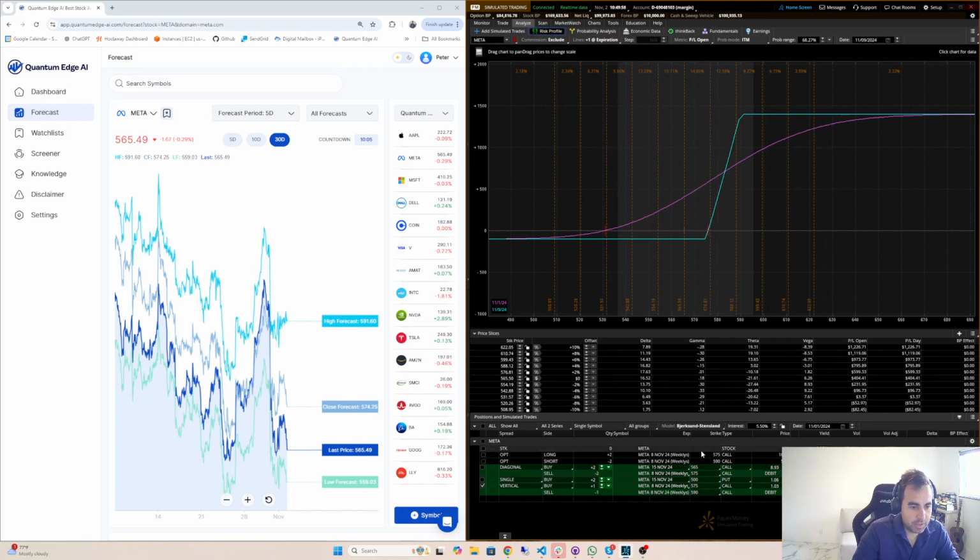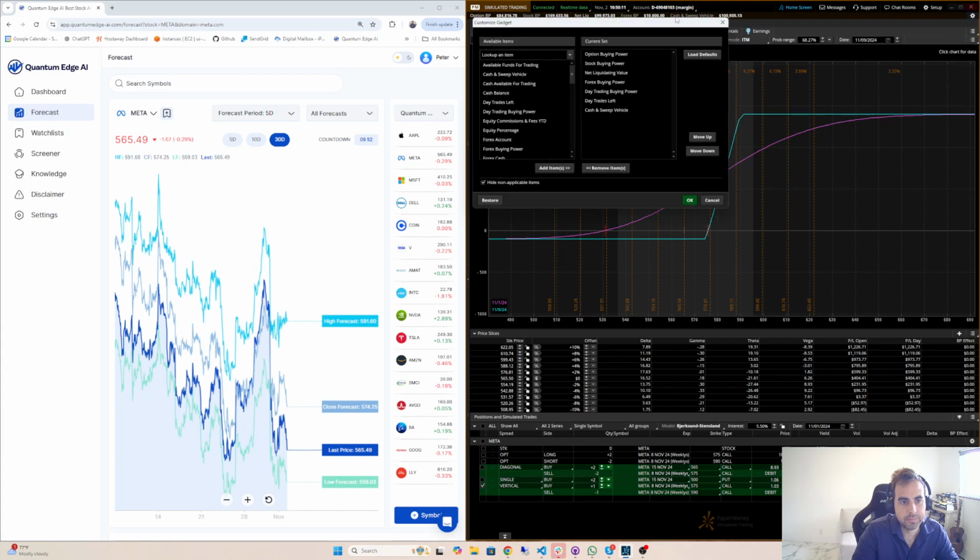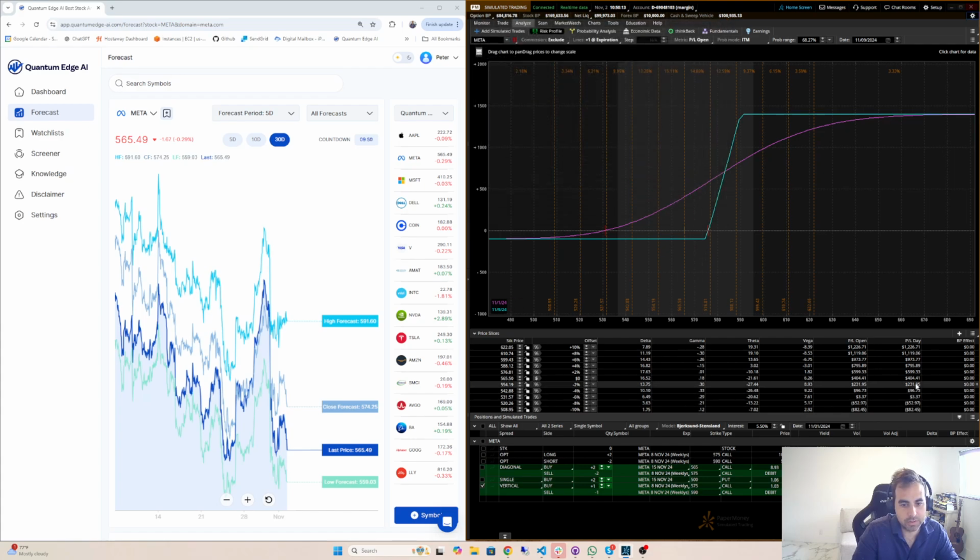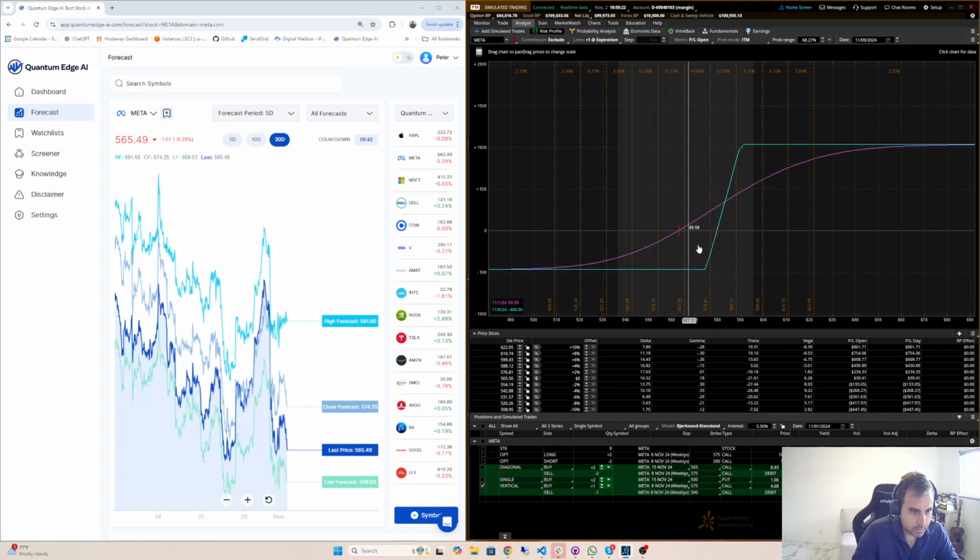Oh, wow. Sometimes you have to reset this. Okay, so disregard this P&L here and disregard this P&L. This is shifted upwards because it was locked.